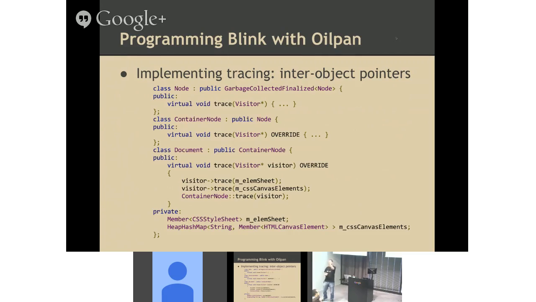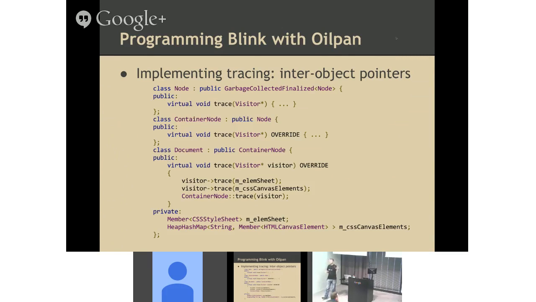Then container node has an override of that trace method, and document has an override of that trace method. So if you actually have a document, the trace method that you'll hit is the one in document because it's virtual. Now document here, I've added two members. There is a pointer to a CSS style sheet, and there's a hash map from strings to HTML canvas elements. And if canvas elements are on the heap, CSS style sheets are on the heap, we need to trace these pointers.